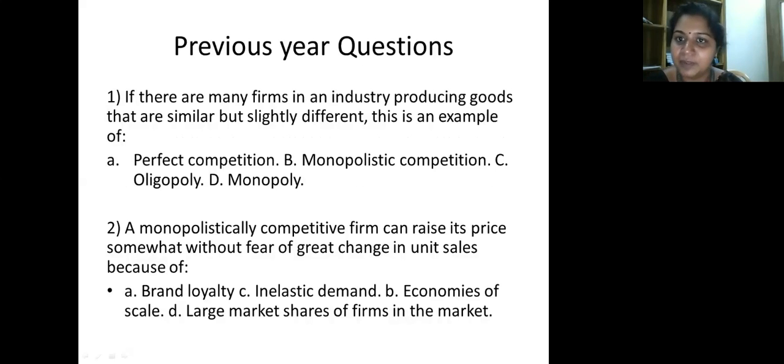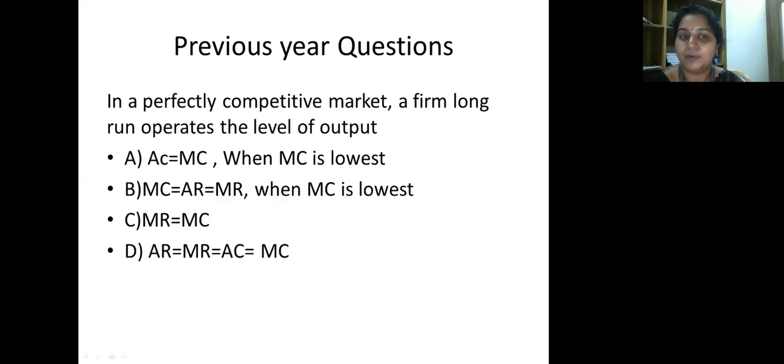And if there are many firms in an industry producing goods that are similar but slightly different, this is an example of what? So many firms are there, producing more or less similar products but slightly different. So it is monopolistic competition market structure. And what is the next question? A monopolistically competitive firm can raise its price somewhat without fear of losing customers, because of what? The answer is brand loyalty. That is what keeps the consumers with them. And this is also taken from a previous year question paper.